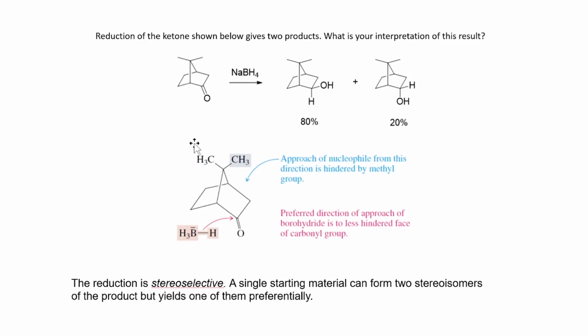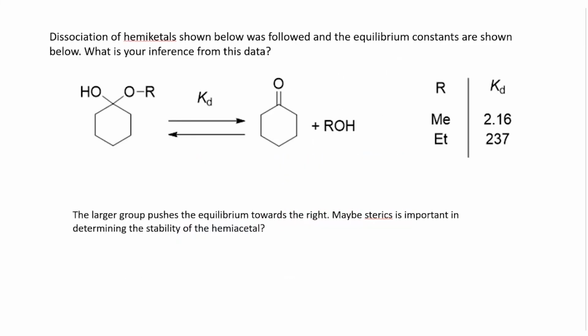So keep in mind that if you don't have the methyl group, then the attack from the top face is preferred. Nevertheless, you get a mixture of 80 to 20 in this case, and this kind of a reaction is actually a stereoselective reaction because a single starting material can form two stereoisomers of the product, but it forms one of them preferentially. Okay. Now let's move on to the next question.